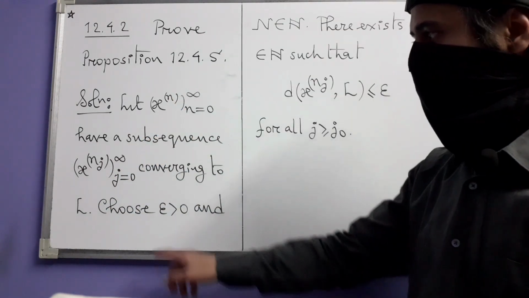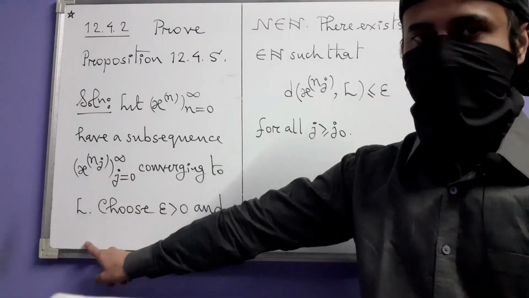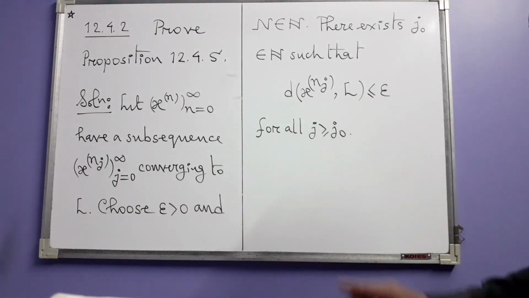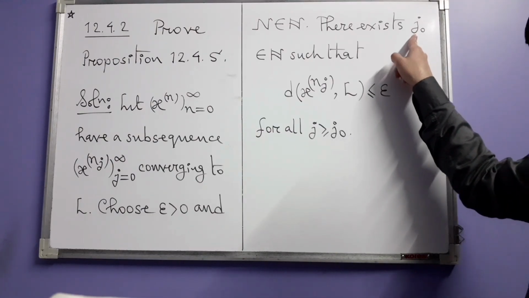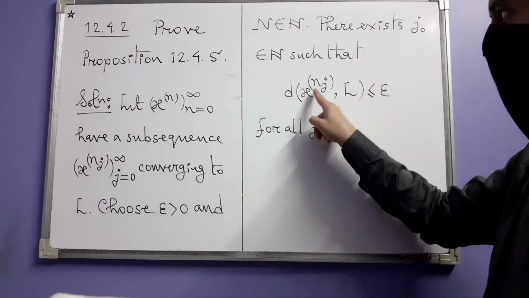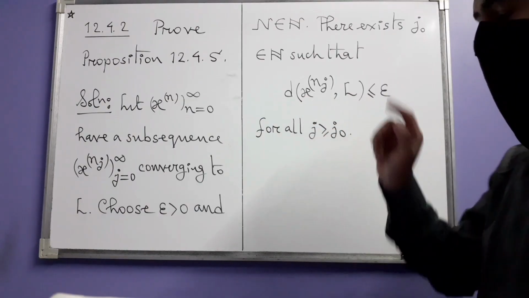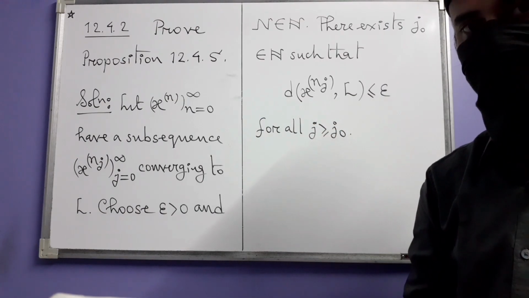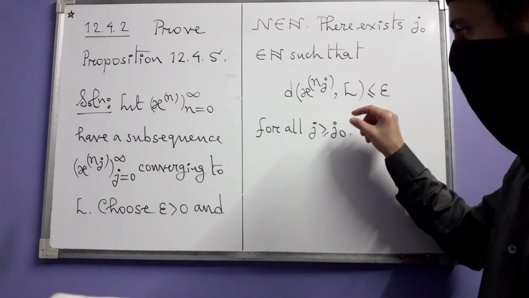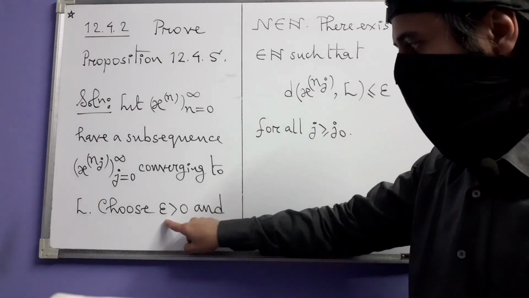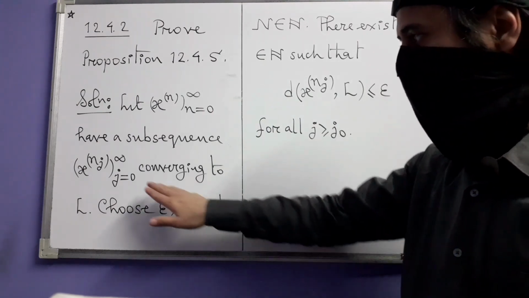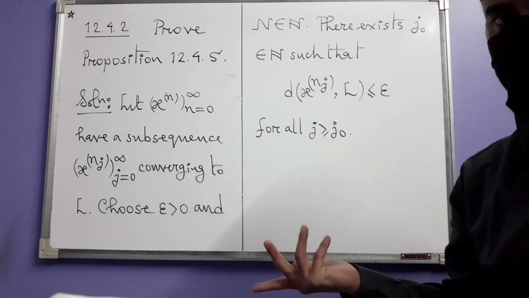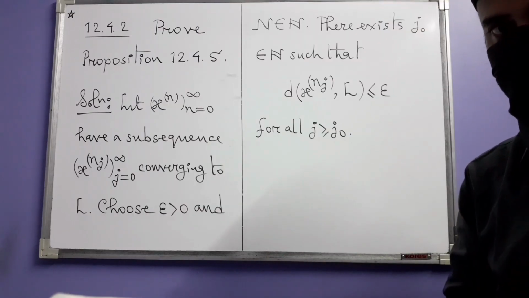And now our hypothesis is that x_{n_j} converges to L. So that means for this epsilon, there will exist a natural number j_0 such that the distance between x_{n_j} and L is less than or equal to epsilon for all integers j greater than or equal to j_0. So existence of this j_0 comes only from epsilon and because x_{n_j} converges to L. This N does not play any role here, but next N will come.